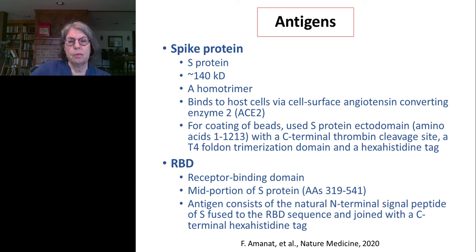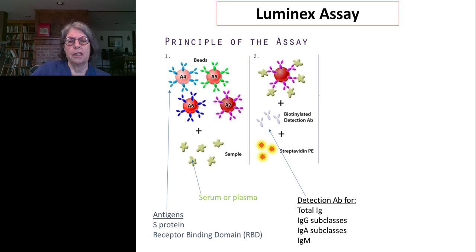But just a quick introduction and summary to the Luminex assay. The principle of the assay is that there are different bead sets here labeled A4, A5, 6, and 7. And each bead has an individual fluorochrome tag that identifies each of the different bead sets. In the assay I'm going to be talking about today, we're only using 2 bead sets, one that binds to the S protein, to the spike, and the second bead set that binds to the RBD protein.